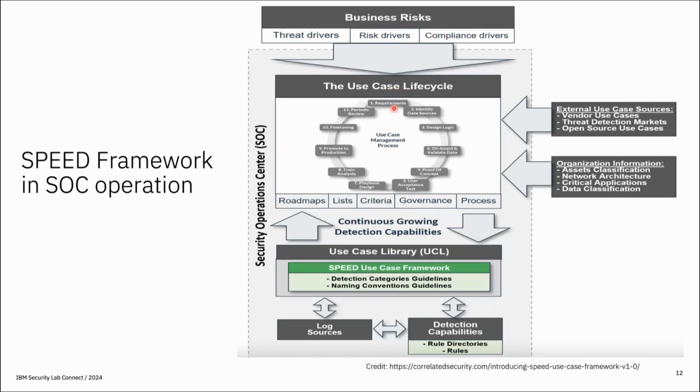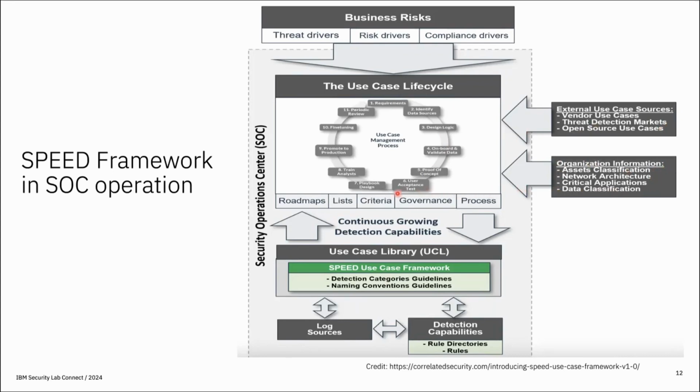The core of the diagram is the use case lifecycle, a continuous process consisting of several stages as explained in the previous slide. External sources such as vendor use cases, threat detection markets, and open source use cases feed into this process, providing valuable insights and resources. Additionally, internal organization-specific information, including asset classification, network architecture, critical applications, and data classification, is critical for shaping the use cases effectively.